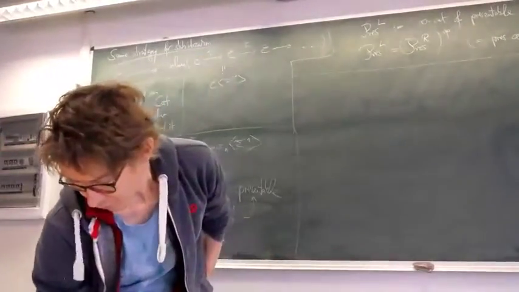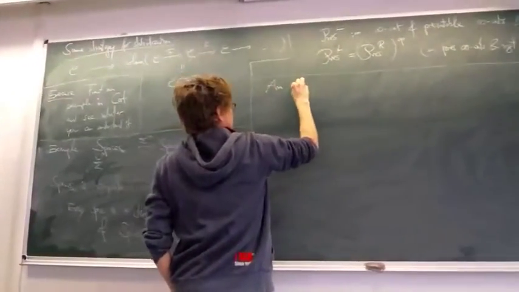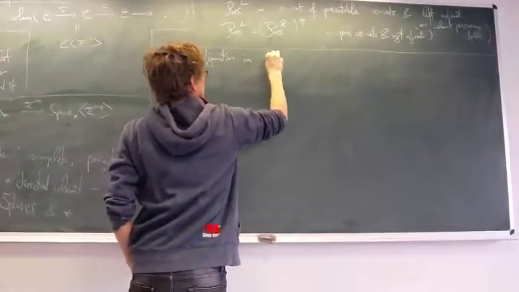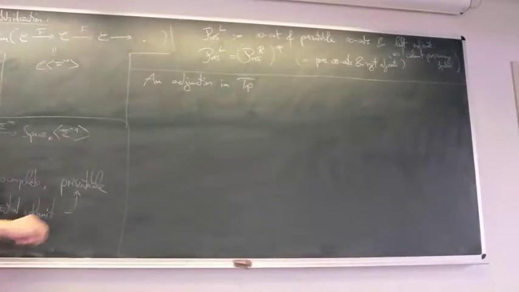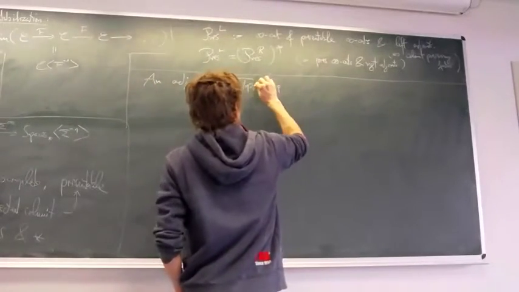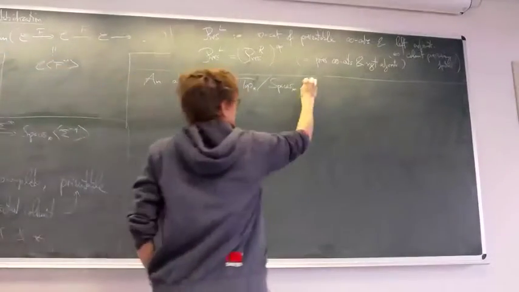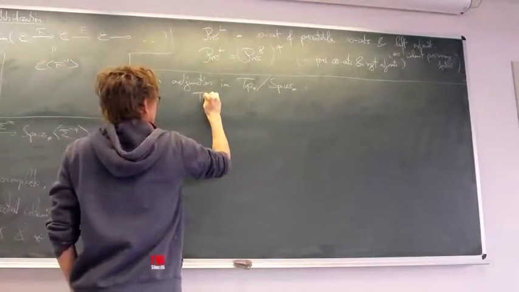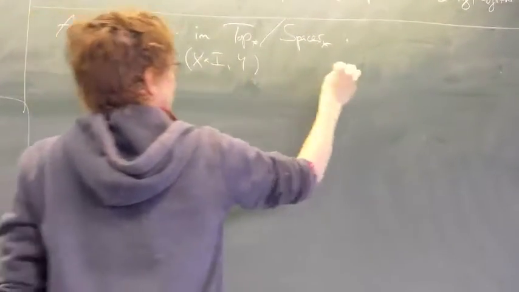So, let's take a look at this functor that we want to invert. That's the suspension functor. Look at it as a thing in Top star or Spaces star. And let's look at it in Top star, because still everybody is more comfortable with this.